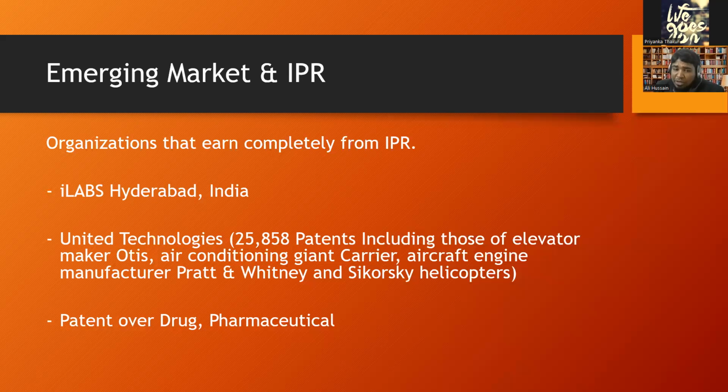You'll be shocked to know that United Technologies has nearly 25,858 patents in many aspects, including air conditioners and joints. They manufacture everything from pin to plane, and they patent it. Once they have a patent, they sell the patent to other players. So this is also a very famous company.